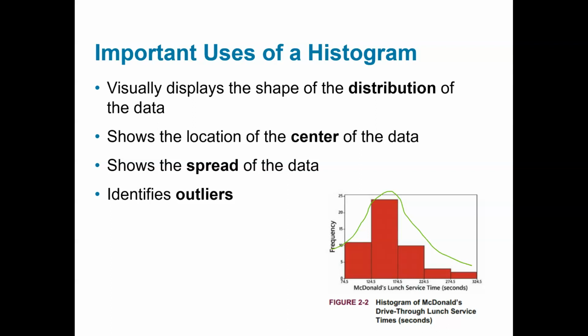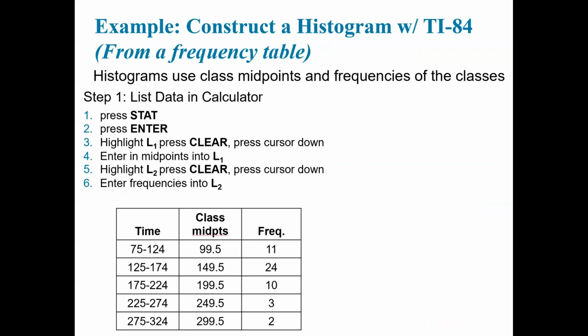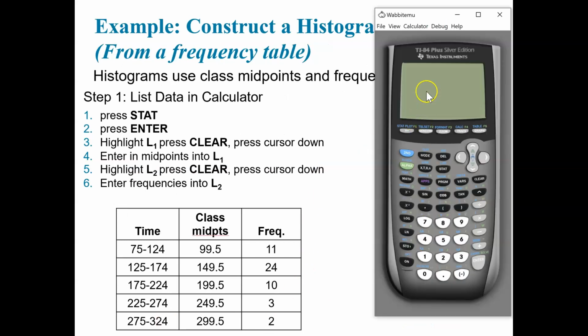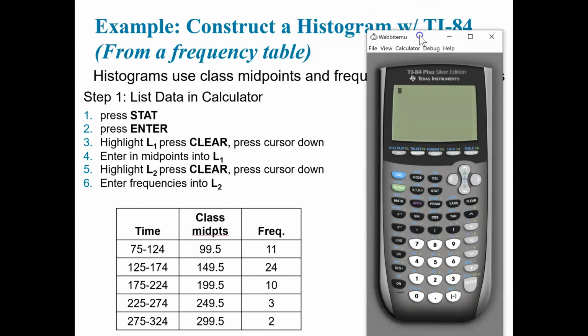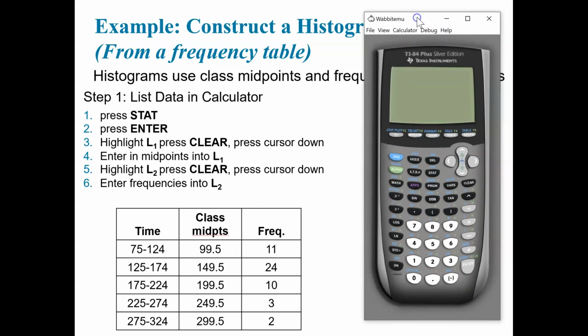So we're actually going to be constructing our histogram with a TI-84, and I've got mine right here. So hopefully you can follow along with me. We're going to create them in our calculators, and we're going to need to use the class midpoints and frequencies of the classes. Those class midpoints that we figured out in our last section, we're going to be using here. So we're going to click the Stat button, and then hit Enter, and highlight L1, press Clear if you need to, and then press the cursor down if you need to.